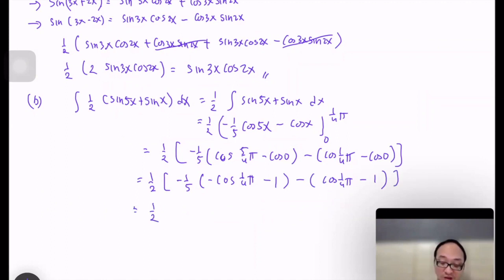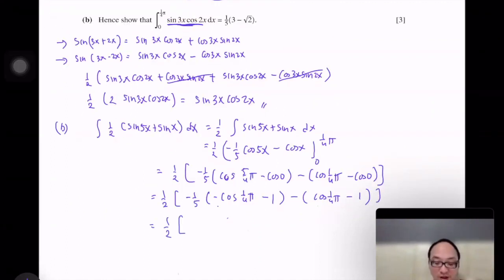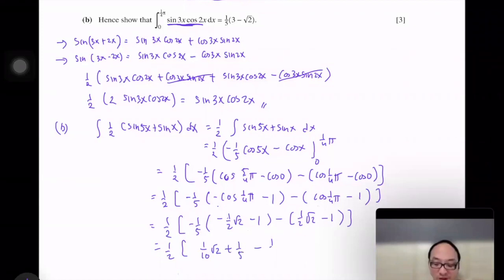Okay, 1 over 2. Okay, calculate one by one. Negative 1 over 5, minus 1 over 2 square root 2 minus 1, minus half square root of 2 minus 1. Okay, half, 1 over 10 square root 2 plus 1 over 5 minus half square root 2 plus 1. So what is this?